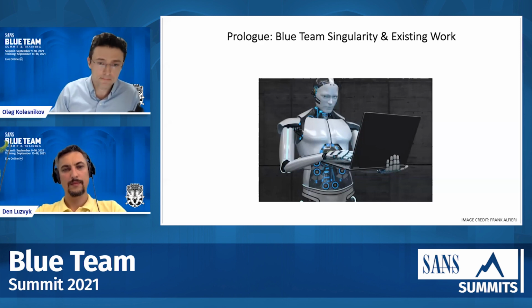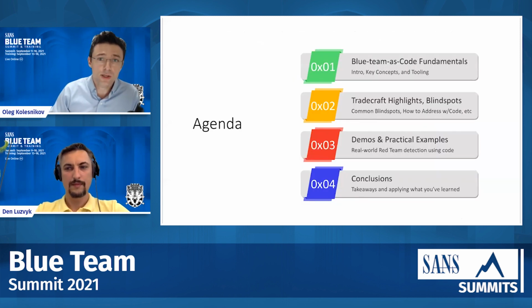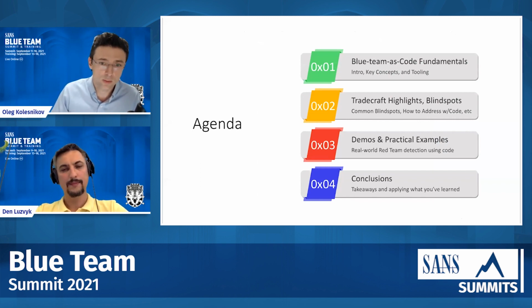We're standing on the shoulders of giants here, but what we want to do today is to bring some of these great ideas and theory, and there's a lot of theory when it comes to detection as code, one step closer to reality. So here's our agenda for today. So first, we'll talk about blue team as code fundamentals, tooling, etc. Second, we'll talk about some of the latest red team tradecraft relevant to code automation, as well as blue team blind spots. Next, you'll see a real world red team detection demo using code and some practical examples. And we'll then conclude with some key takeaways.